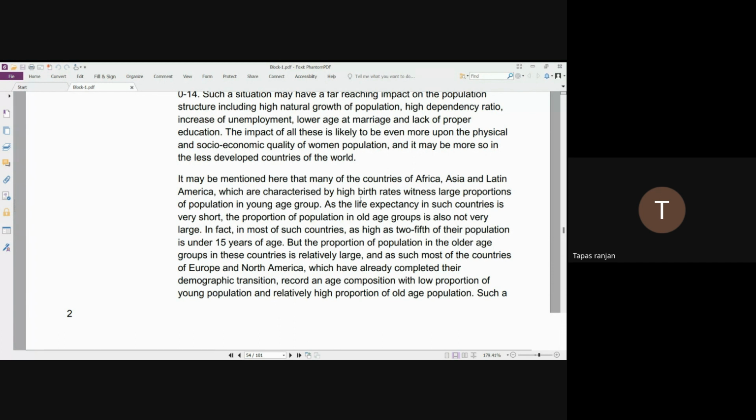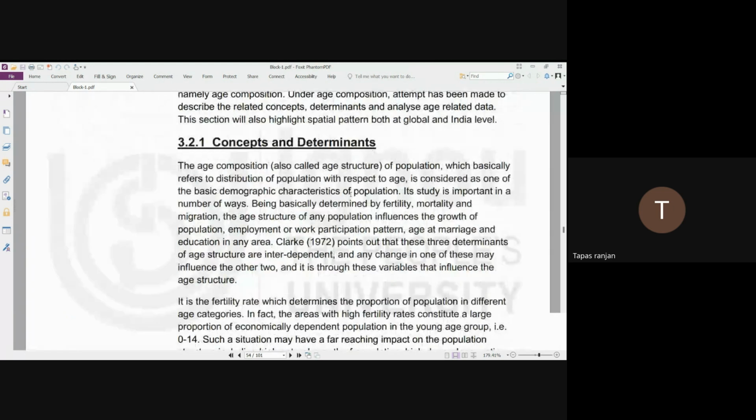Okay, so which are the different factors which affect the age composition of any region? First of all, we have to understand fertility, mortality and migration. These are the three factors which influence the age structure, which influence the growth of population. Which are the factors which affect the natural growth of population? It will be fertility and mortality. But growth as a whole, okay.